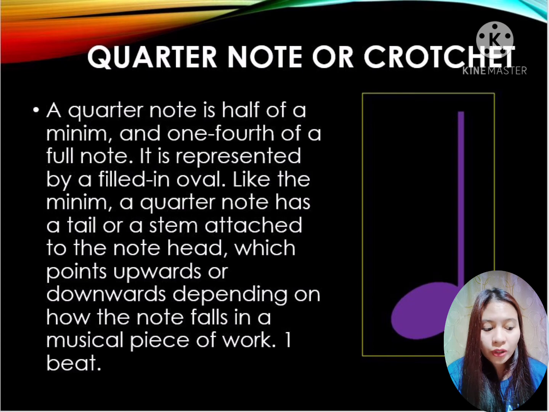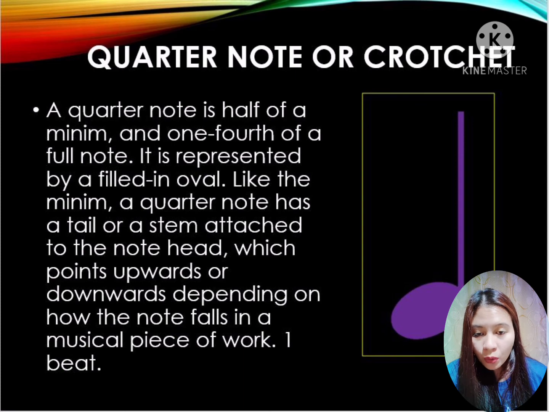The next is a quarter note or crotchet. A quarter note is half of a minim and 1/4 of a whole note. It is represented by a filled oval. Like the minim, a quarter note has a tail or stem attached to the note head, which points upward or downwards depending on how the note falls in a musical piece of work. And the beat for a quarter note is 1.